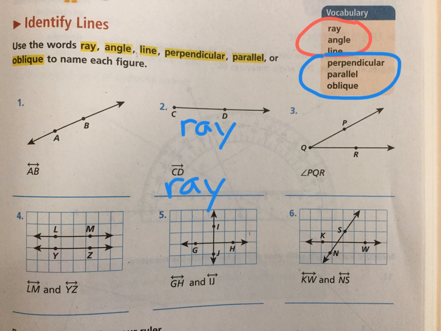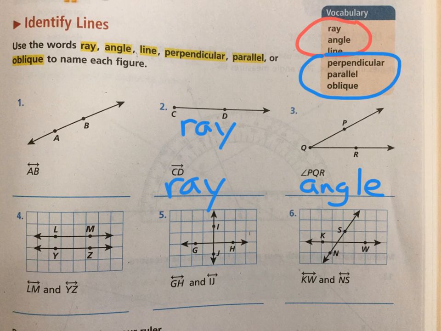Ray CD, and notice how they put the line with no arrow on one side and one arrow on the other side. A ray starts at one point and continues on in one direction forever. Okay. Next one would be an angle. An angle is where we have two rays or two lines that intersect and they create an angle. Number 3 is an angle. We have the angle PQR, and they have the angle sign. Angle PQR.